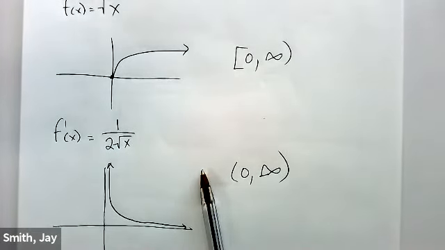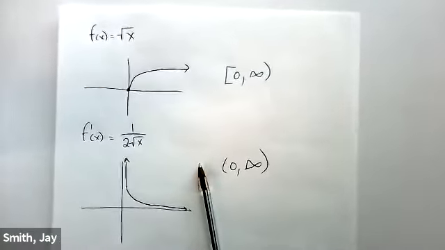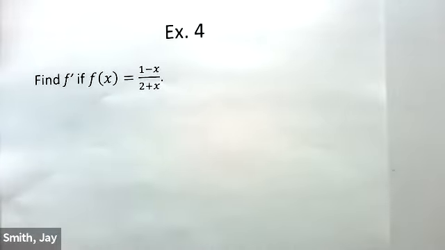All right, example 4, we're dealing with a quotient. These are usually the ones that kind of mess people up with their algebra, but it's only because of the fraction. All right, so in example 4, we're asked to find f prime if f of x is equal to 1 minus x over 2 plus x.